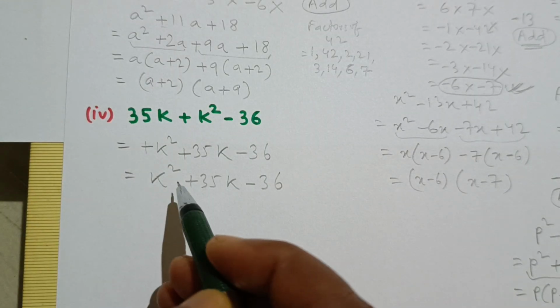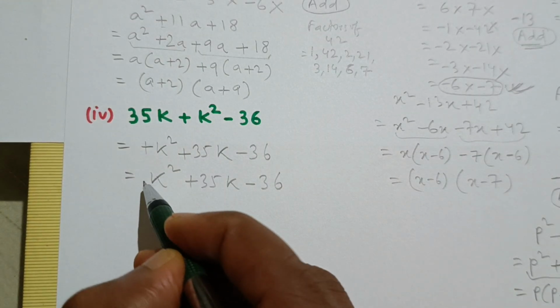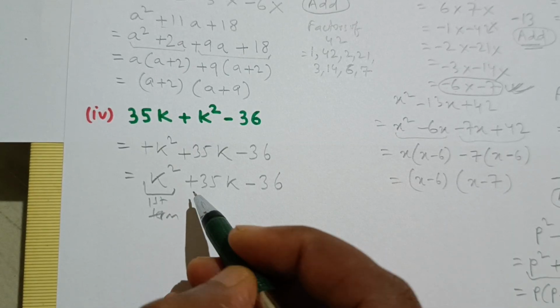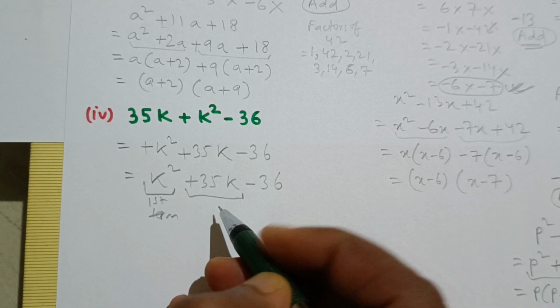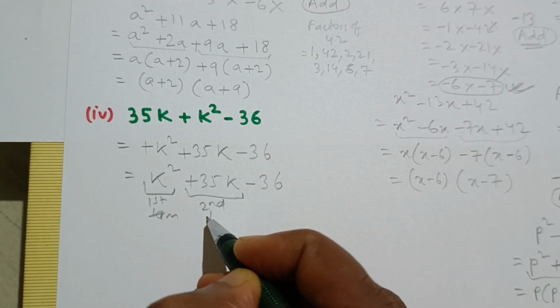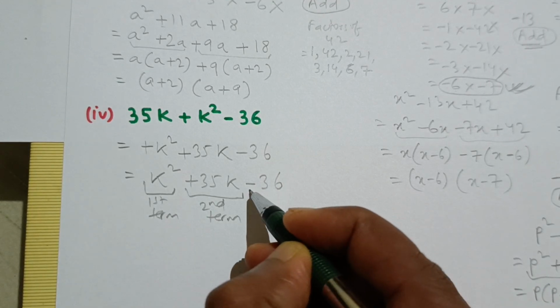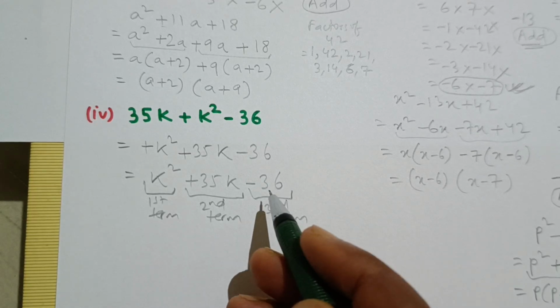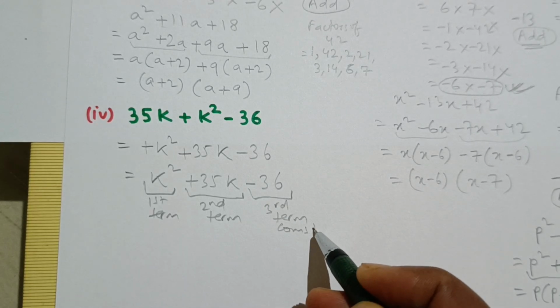So this is a quadratic polynomial in k. k square is the first term, plus 35k is the second term, or you can say the middle term, and minus 36 is the third term. Minus 36 is also the constant term.